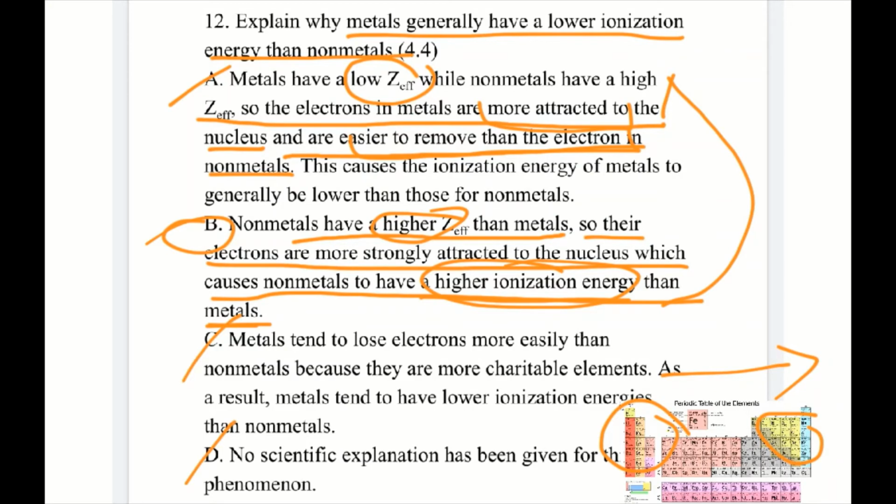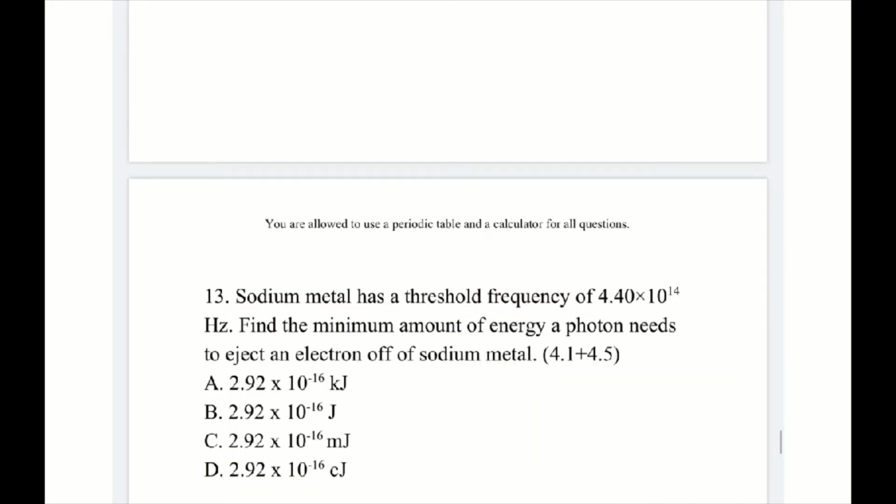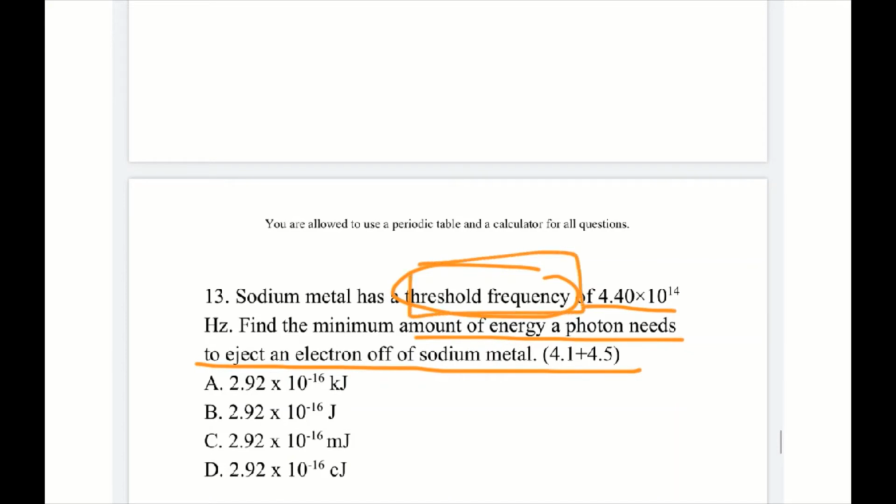So, next question. Sodium metal has a threshold frequency of 4.40 times 10 to the 14 hertz. Find the minimum amount of energy a photon needs to eject an electron off of sodium metal. So the threshold frequency is related to the photoelectric effect, and it states that a photon needs to have a minimum frequency in order to eject an electron off of it.